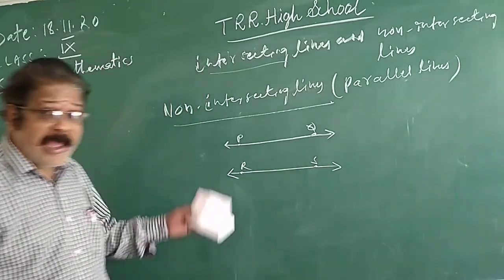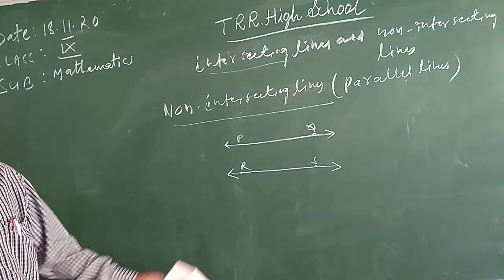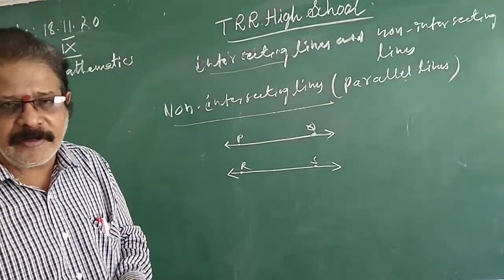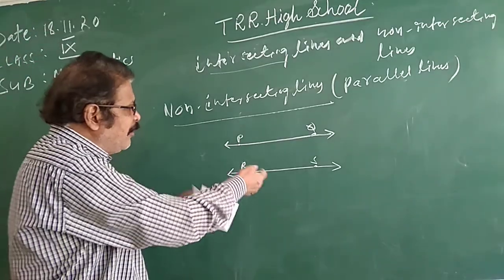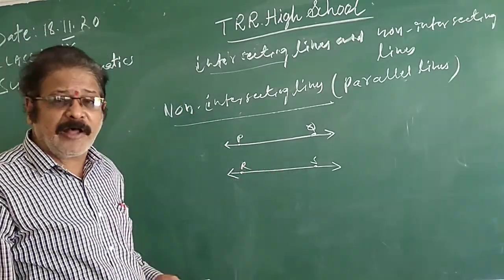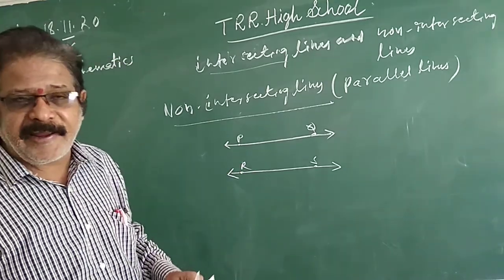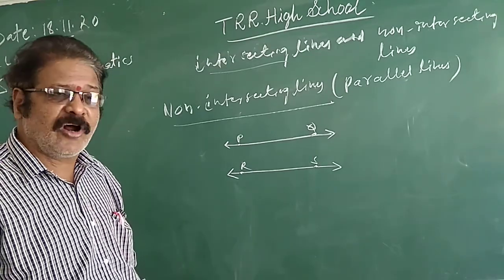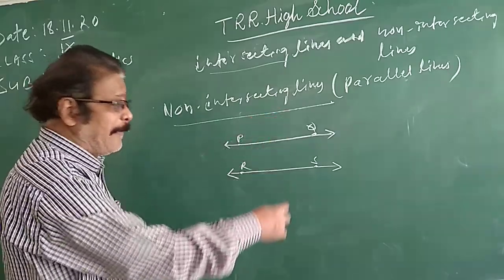So do they have any common point? No common point. When they intersect, they will have a common point. Here they are not intersecting. They are away from one another. These are called parallel lines. The lines which do not have any common point are called non-intersecting lines or parallel lines.